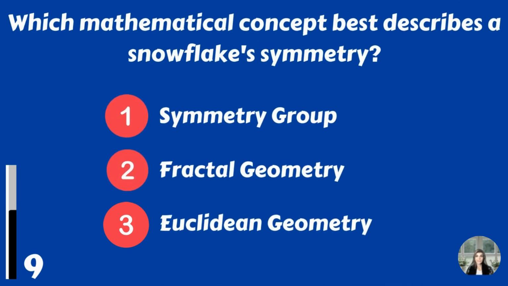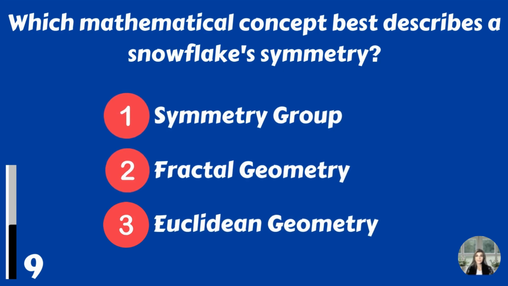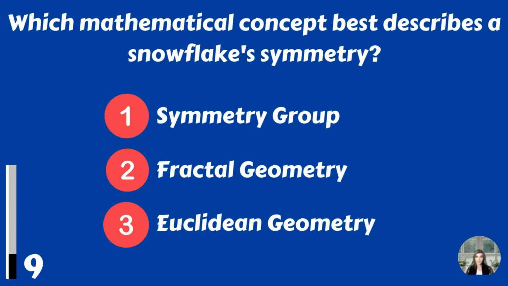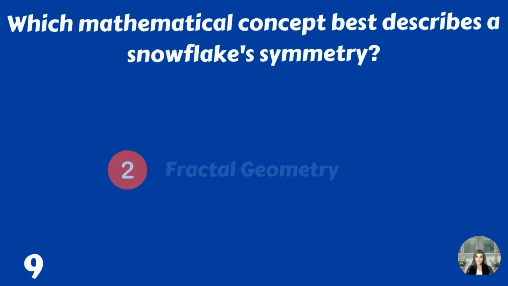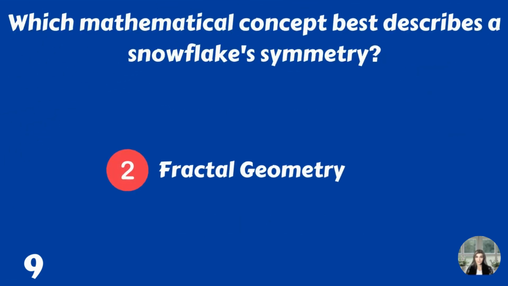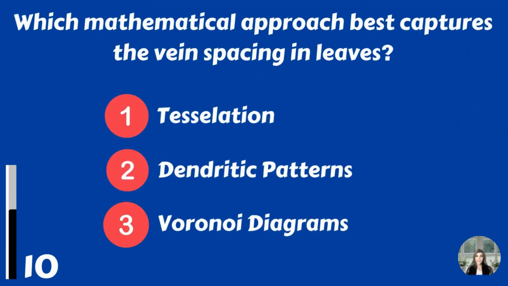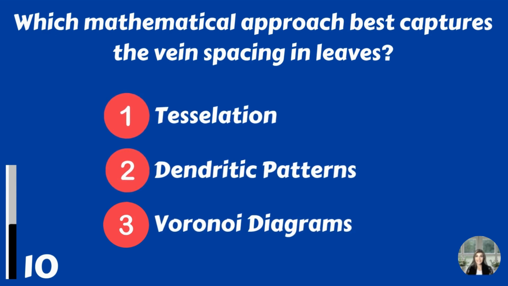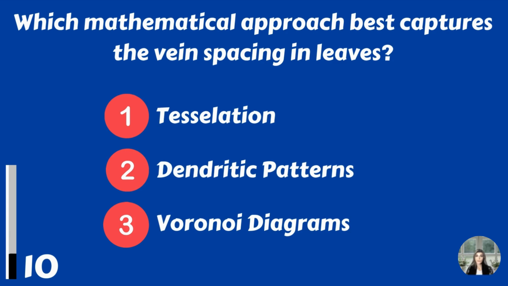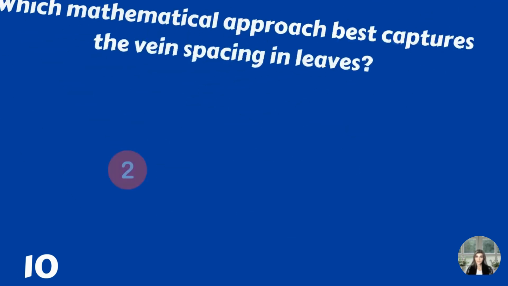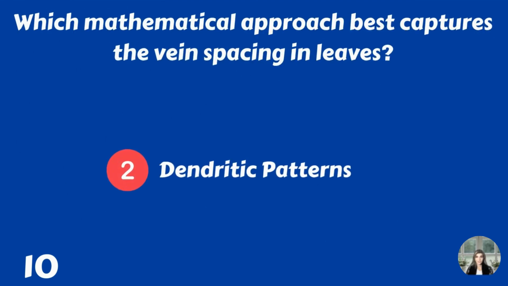Which mathematical concept best describes snowflake symmetry? Symmetry group, fractal geometry, or Euclidean geometry? Fractal geometry. Which mathematical approach best captures the vein spacing in leaves? Tessellation, dendritic patterns, or Voronoi diagrams? Dendritic patterns.